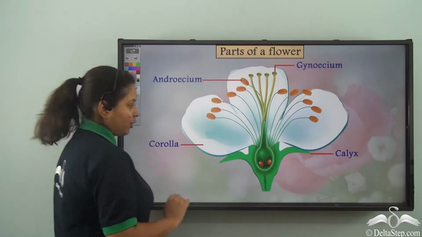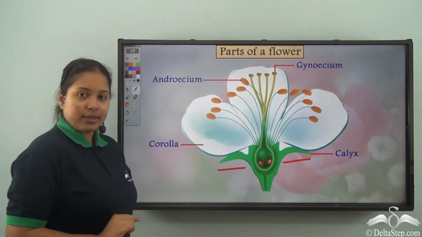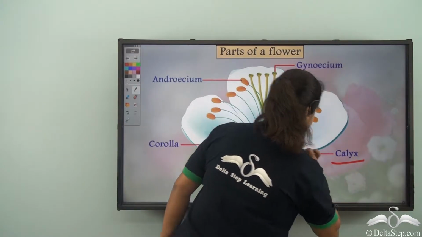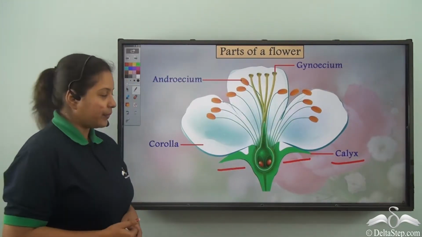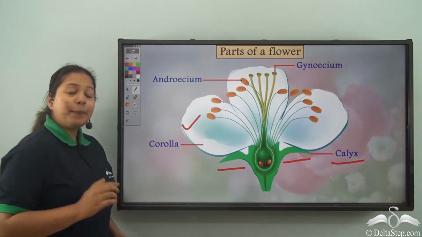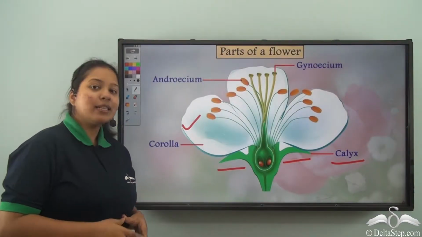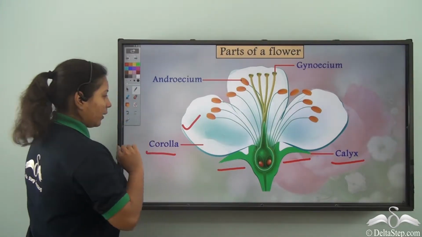First, we have got these green-like structures, right? These are known as the calyx. This is the outermost part of the flower. After the calyx, we have got the colorful petals, which gives the flower a lot of colors and makes it look beautiful. This part is known as corolla.